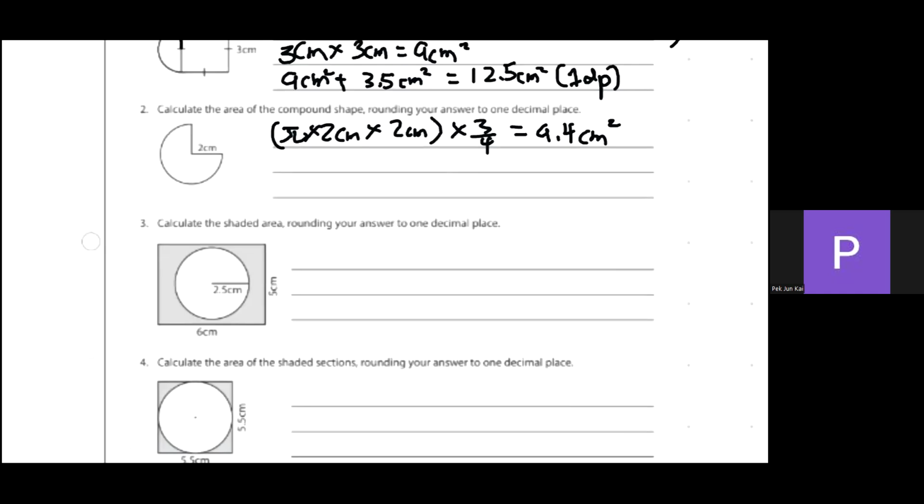Question number 3. We can calculate the area of the circle first, inside the rectangle. So pi times 2.5 cm times 2.5 cm. You would get 19.6 cm square.